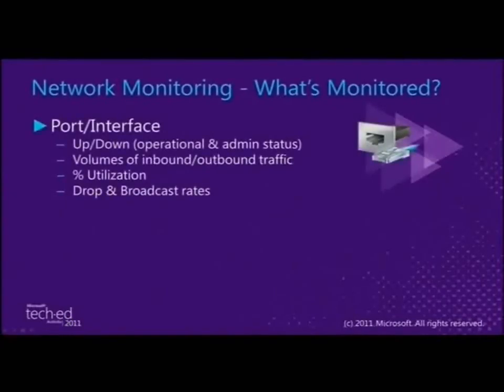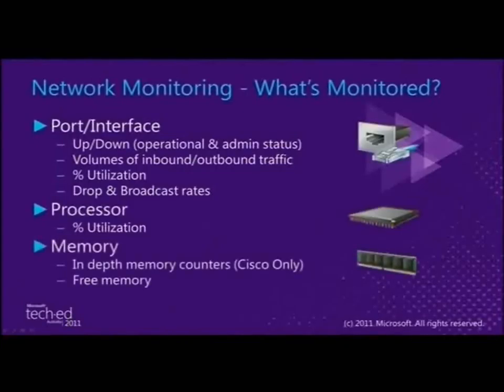So what's monitored? Obviously, we're going to monitor our network interfaces. We're going to monitor whether they're up and down. But it's smart enough to know that if a port is administratively shut down, we don't care about it. We don't want to monitor it. It'll monitor the volumes of inbound and outbound traffic, percentage utilization of that interface, and also drop and broadcast rates. Monitor processor utilization, memory utilization, and if you've deployed Cisco devices in your environment, there's going to be a number of additional in-depth memory counters for your Cisco devices as well.